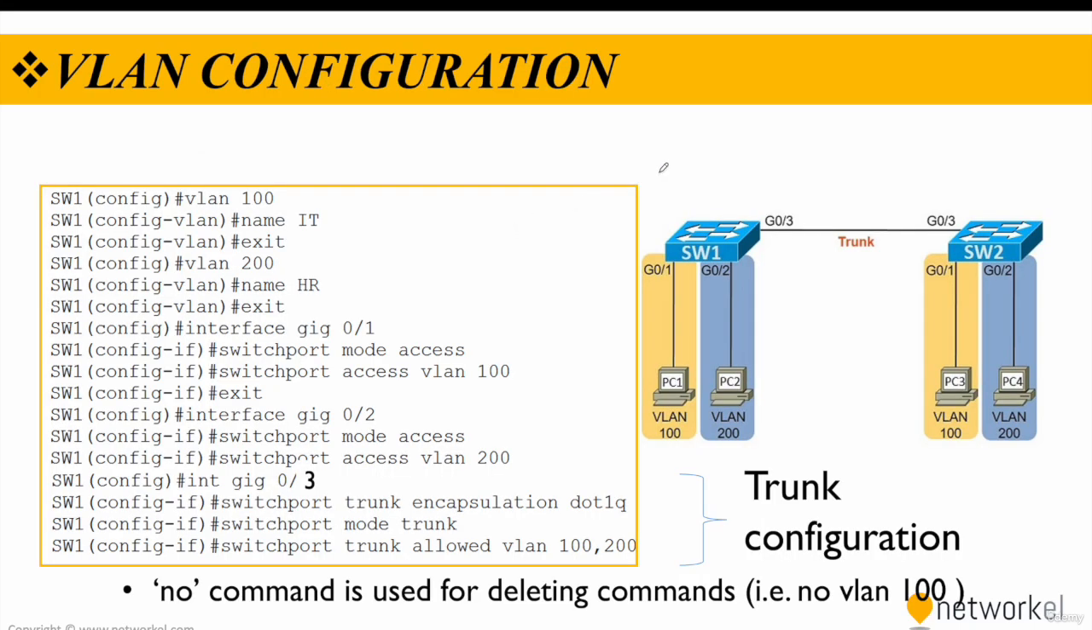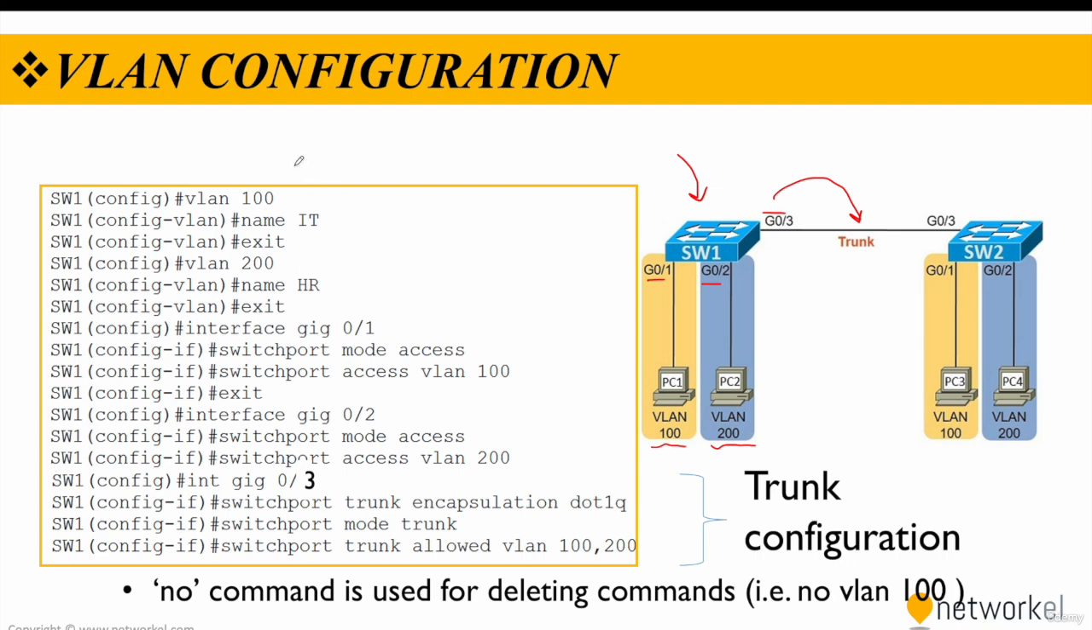And now let's have a look at how we are configuring the VLANs. On switch 1, I have gig 0/1, gig 0/2, as well as gig 0/3 interfaces. Gig 0/1 belongs to VLAN 100, gig 0/2 belongs to VLAN 200, and gig 0/3 is the trunk port for the switch. So how would I configure this switch regarding this topology? First of all, I need to go ahead, create my VLANs and name them.